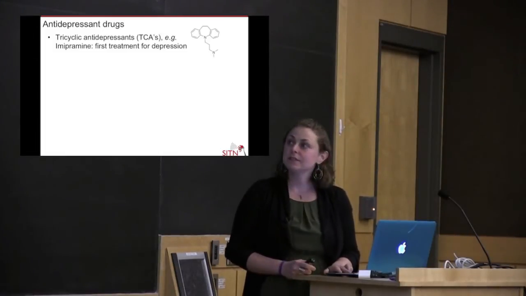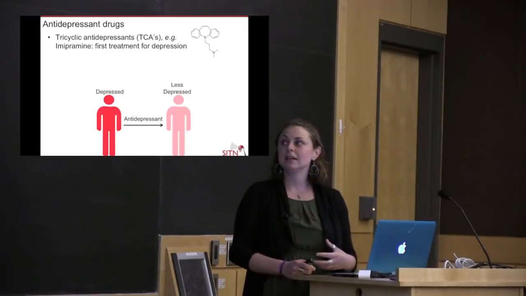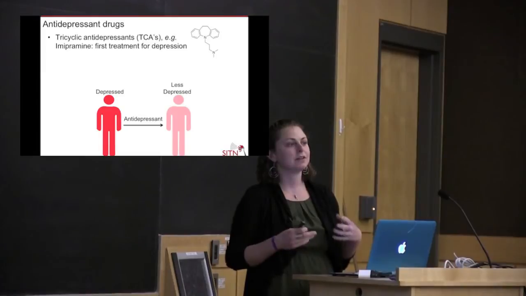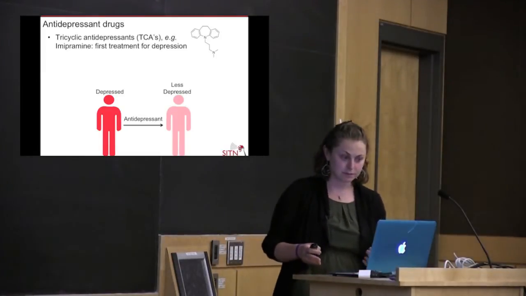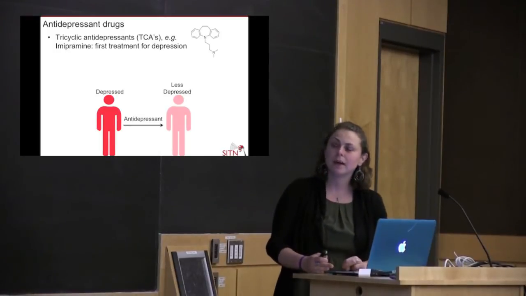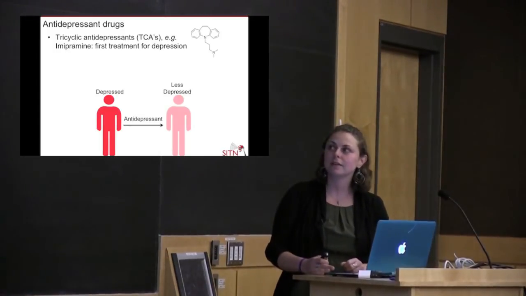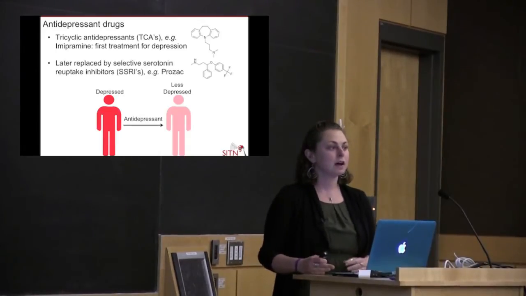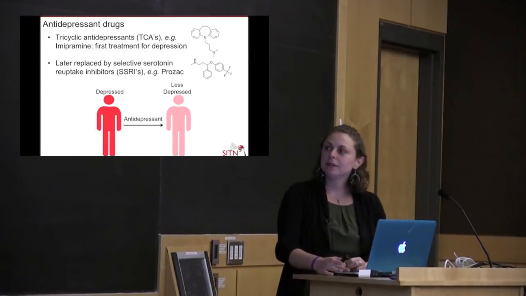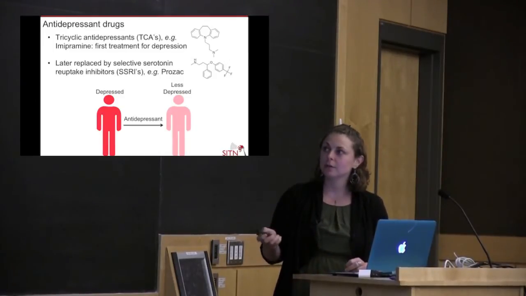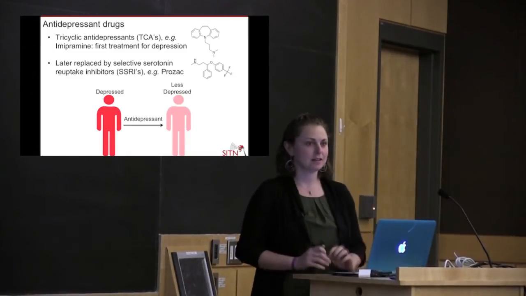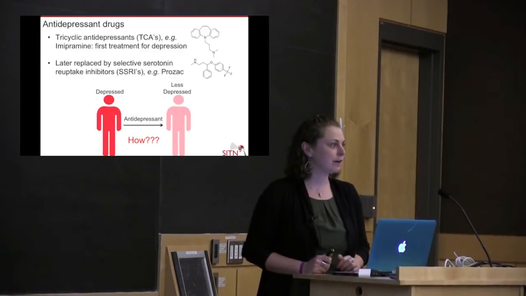But in the 1950s, physicians noticed that individuals on TCAs were actually becoming less depressed. And so TCAs quickly became sort of the standard of care for depression. By the 1970s, however, a new class of drug had been introduced called SSRIs, or selective serotonin reuptake inhibitors. One of them is Prozac, with which you might be familiar. And so in order to understand how these classes of drugs are working, we really need to delve into some basic neurobiology. But before we do that, I just want to pause and take any questions that you might have about what we've covered so far.